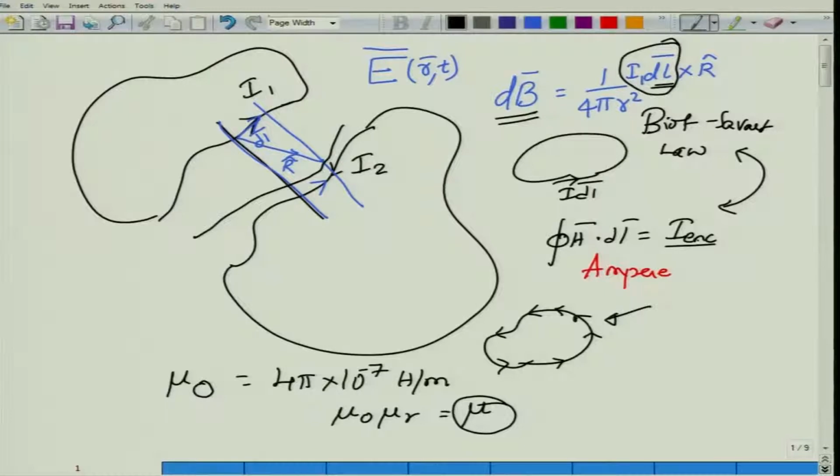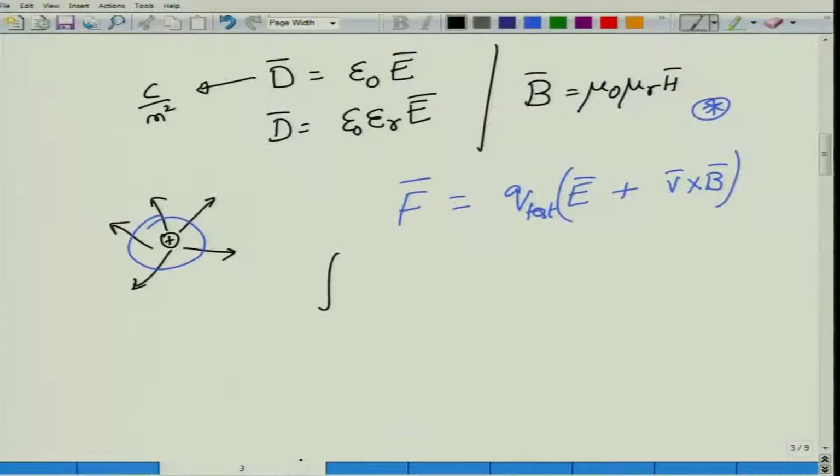So H dot dl will be equal to the enclosed current, or you need to multiply this one by mu 0 if I were to express this in terms of B. Anyway, we have seen this law, which is H dot dl is equal to I enclosed, and the corresponding point form of this is called the curl of H equal to J. What is this J? J is what we call current density.